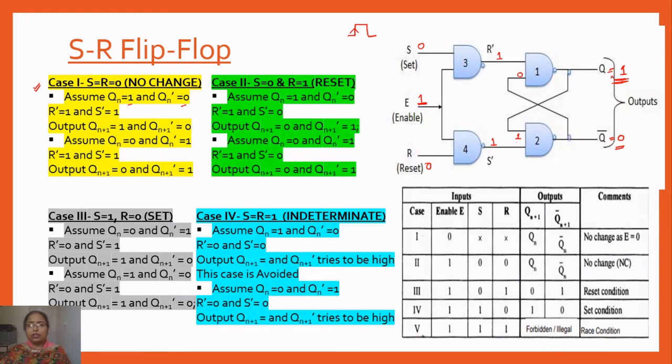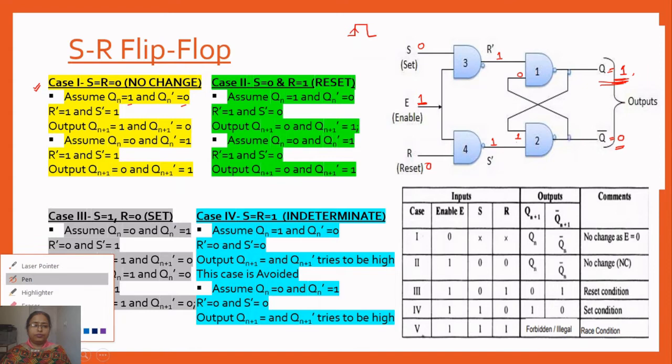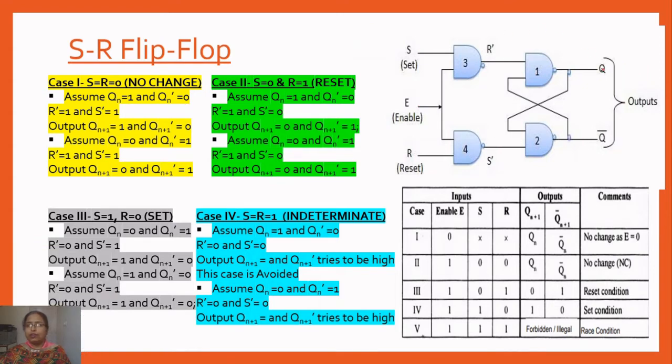The other way can also be verified, that if my previous output is 0, then what will happen? Let us see. If my previous output is 0 here and 1 here, and my inputs are 0, 0, clock is enabled 1, then what will happen? 1, 0, 0, this will be 1, this is also 1, and this feedback 0 is there and this feedback 1 is there.